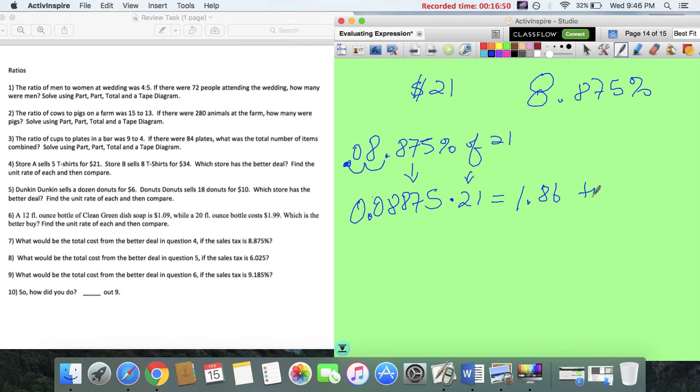So that's our tax. Not done, because now we've got to add for the total. The total would be the price of the shirts that you're buying, $21.00. We're going to add the tax, 1.86. Our grand total at the cash register is going to be $22.86. Okay.